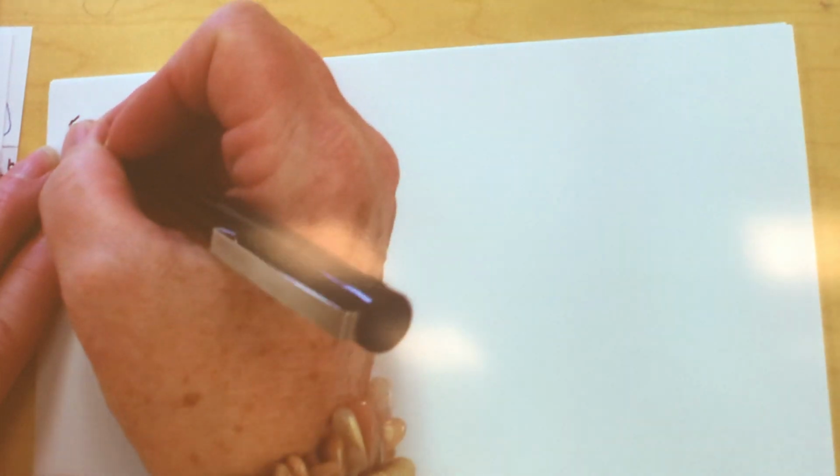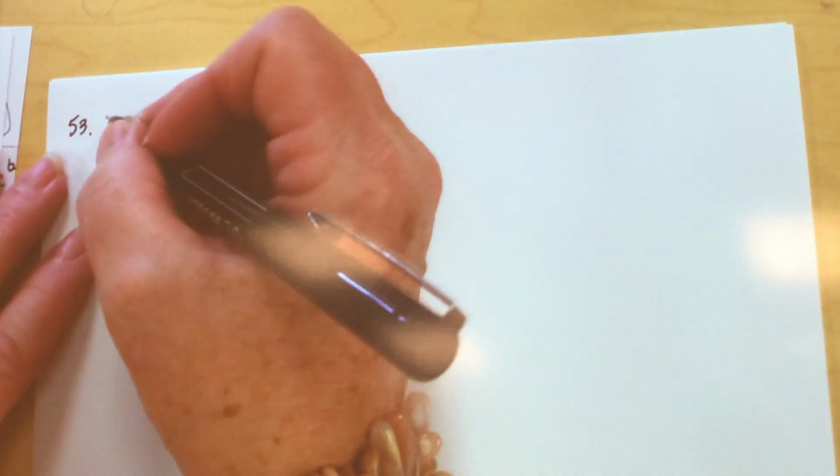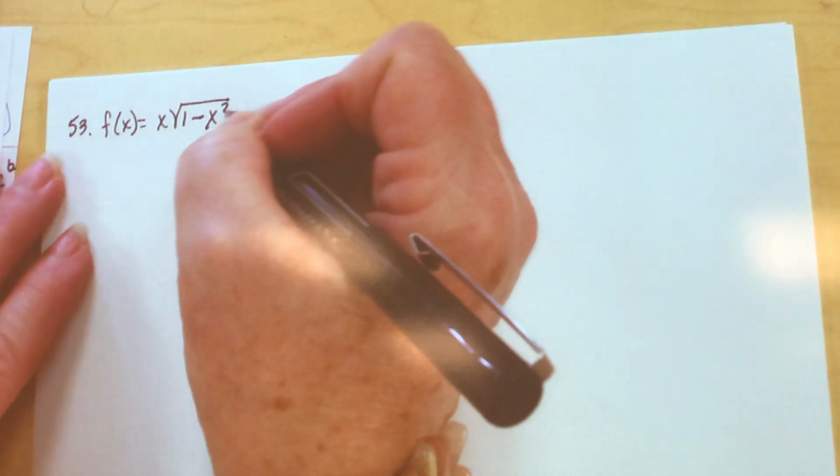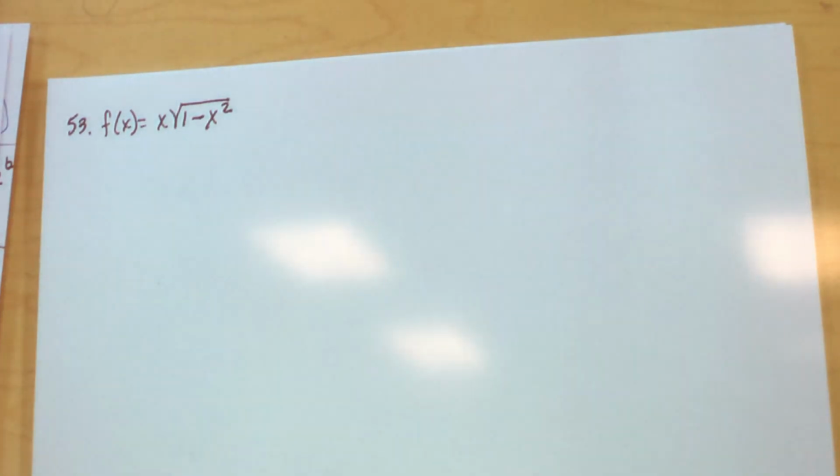All right, here's the next one. Are you ready? I'm gonna skip one of them because I think it's okay, but I wanna do 2 problems that I think can be tricky. So here's the first one. This is number 53. I obviously skipped 51. F of x is equal to x times the square root of 1 minus x squared.